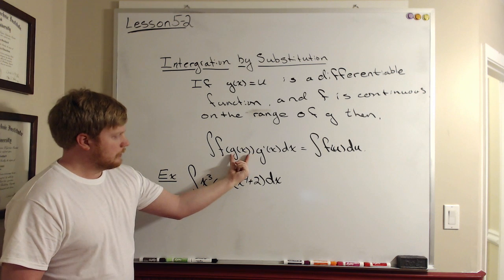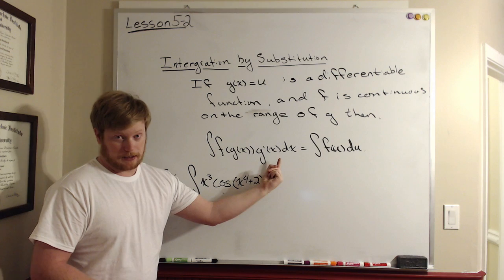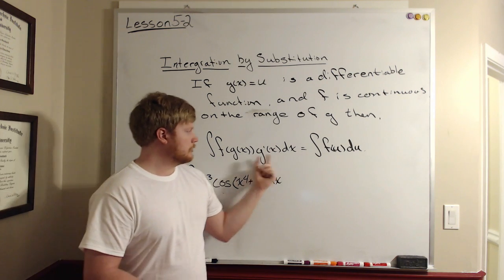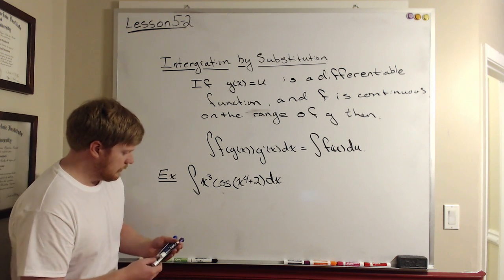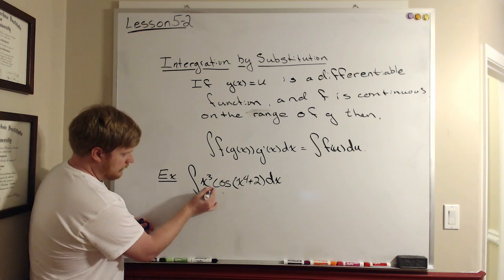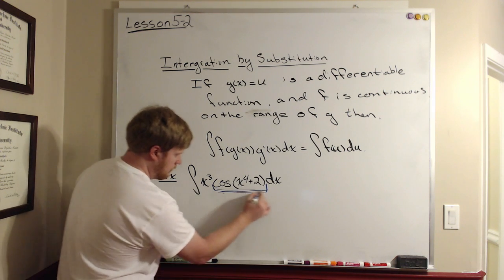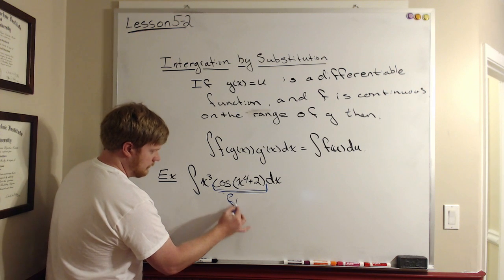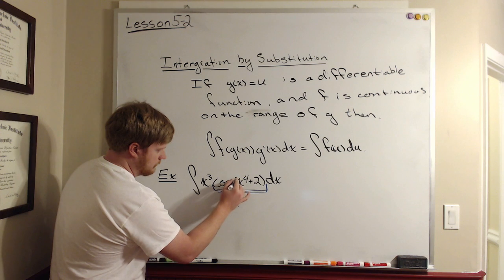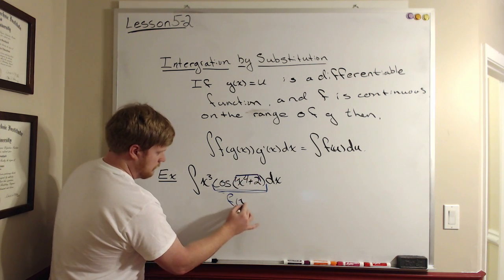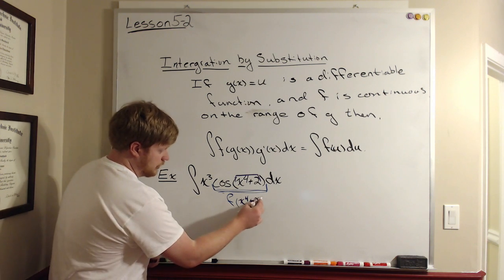If I have some function inside of f, and its derivative appears on the outside, I can substitute u for g. And I'm going to show you an example here. Cosine is going to be my f. Then that makes x to the 4th plus 2 my g.